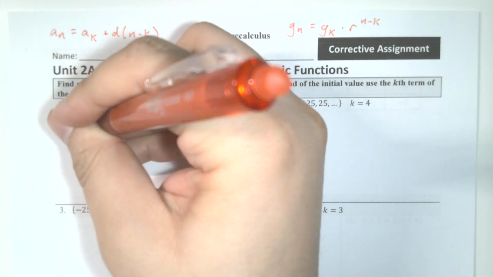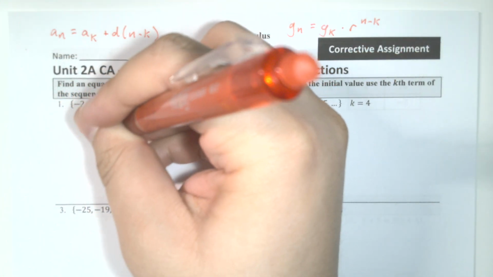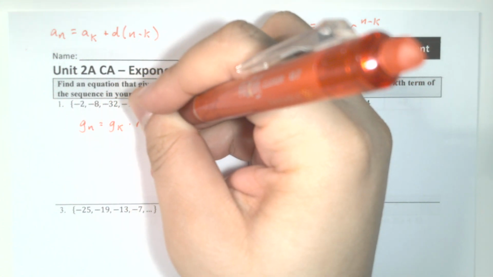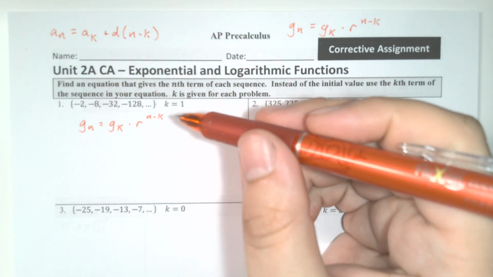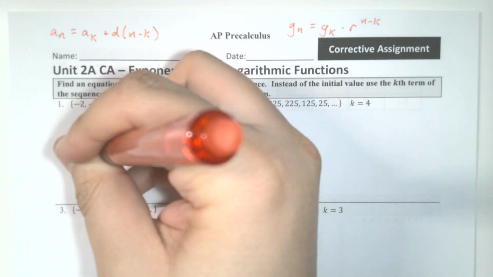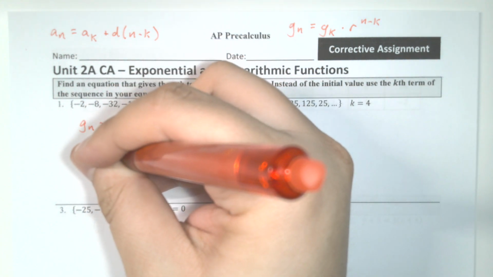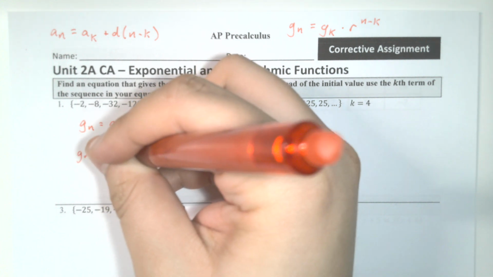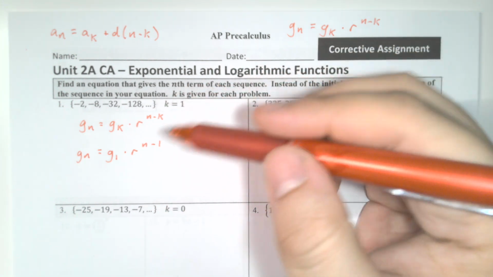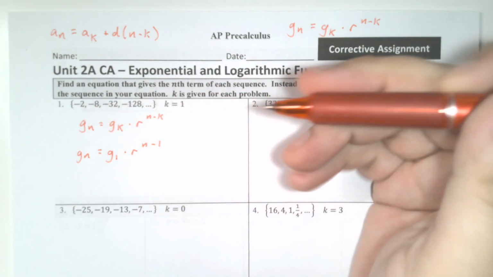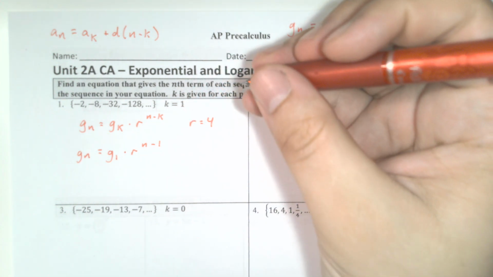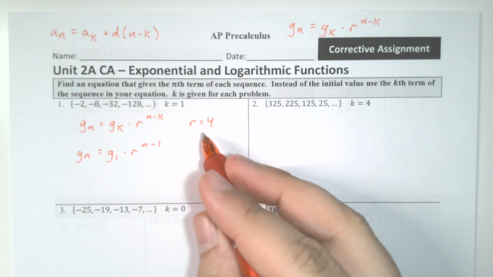So we know that we want to use the formula g sub n is equal to g sub k times r to the power of n minus k. And this problem is telling us to use k is equal to 1. So that makes our formula g sub n is equal to g sub 1 times r to the power of n minus 1. And again, what was the value that we were having to multiply every time? We were having to multiply by 4 every time. So we know that our ratio is 4.